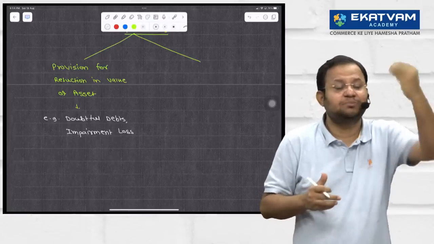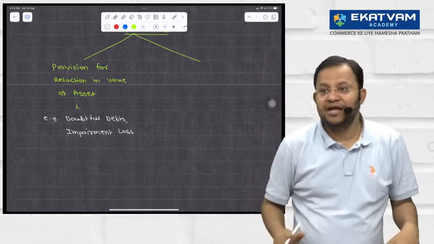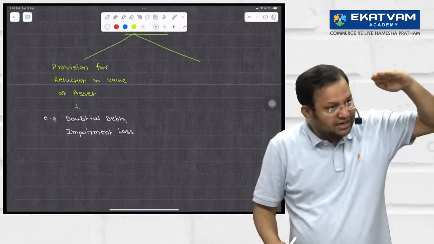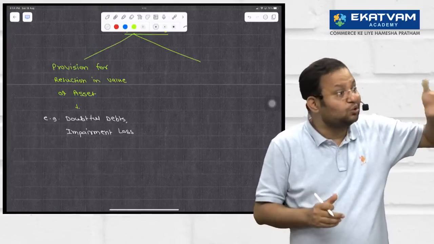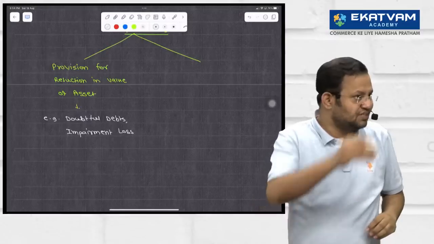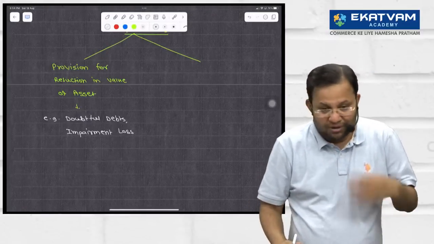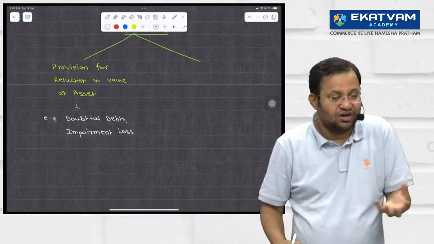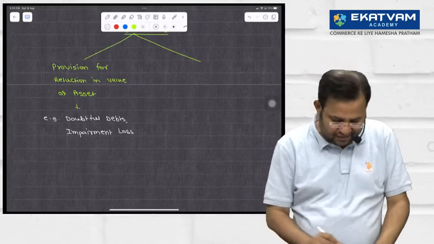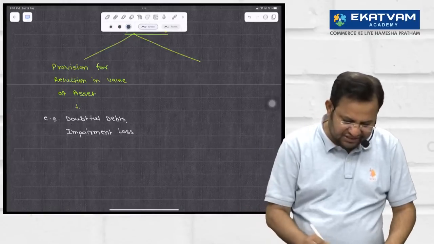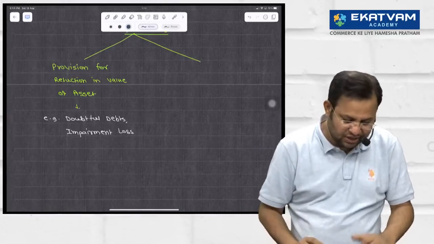Or you have invested in shares or debentures, and the value of those debentures and shares has gone below the cost. You purchase shares at 5 crore and now the value has gone down to 2 crore. You might have to make a provision for reduction in the value. So provision for reduction in the value of asset for doubtful debts, that is one.